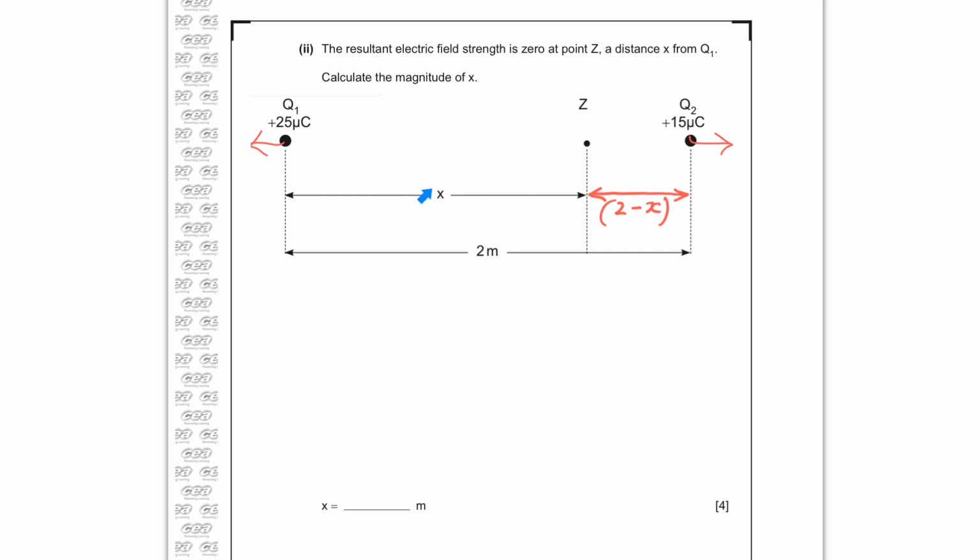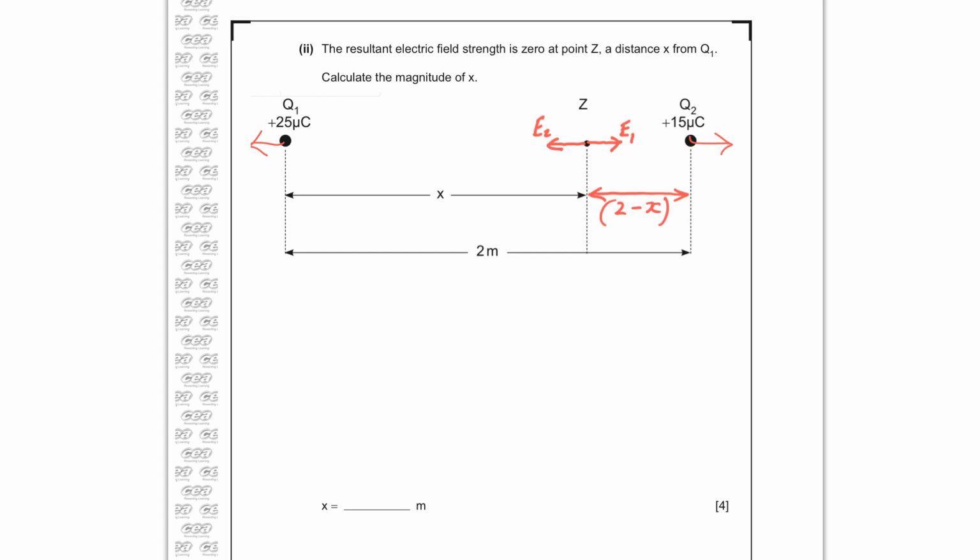So if this distance is x, this distance here is 2 minus x. So we have a field due to the 25 pushing this way, we'll call that E1 because it belongs to Q1. We've got a field due to the 15 microcoulombs pushing this way, we'll call that E2 because it belongs to Q2. And E2 and E1 have the same magnitude.